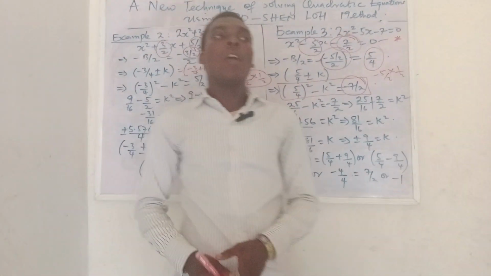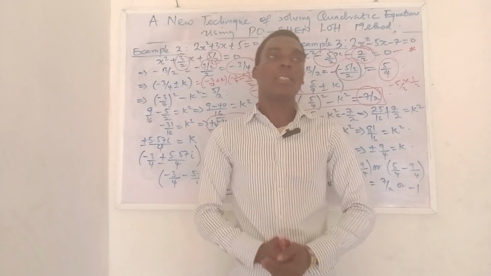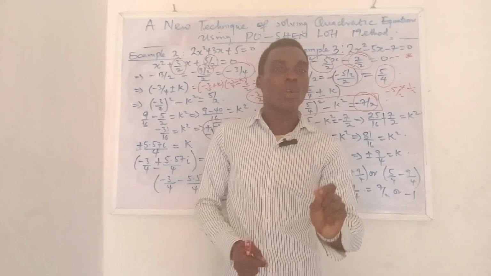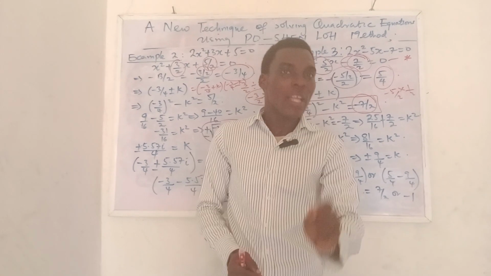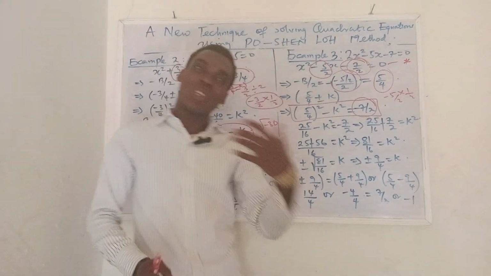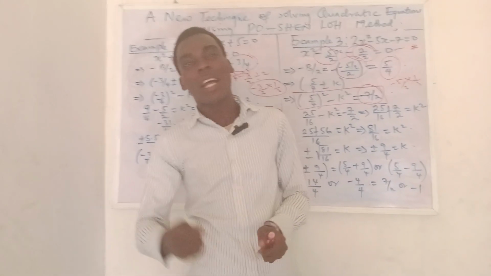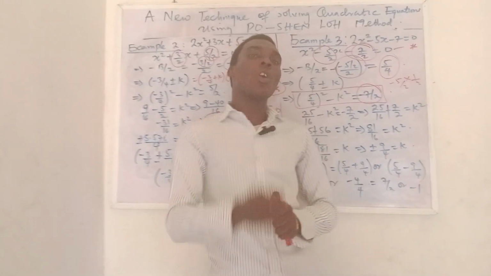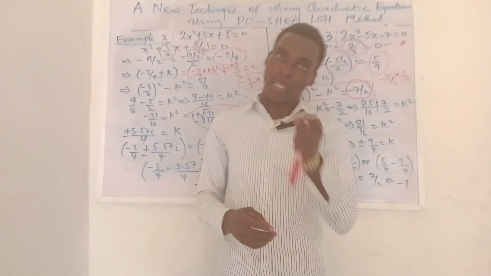So we can see from the previous examples and the one we just implemented now that the Po Shen Loh's method is easier and faster to implement when solving quadratic equation, either when the value of a is 1 or when the value of a is greater than 1. So I will urge us all to implement this method when solving quadratic equation.